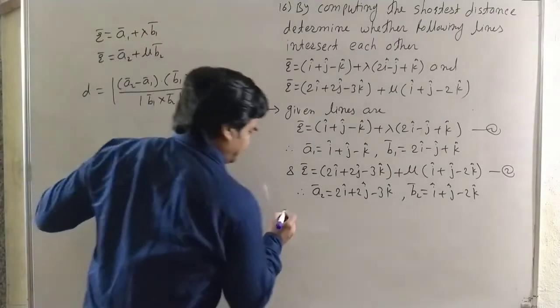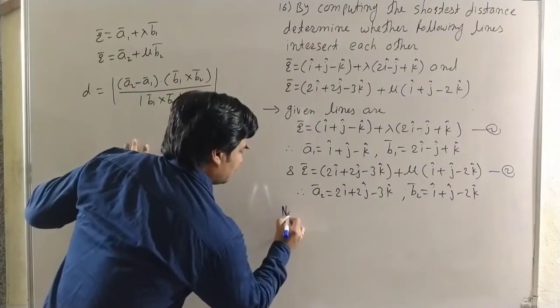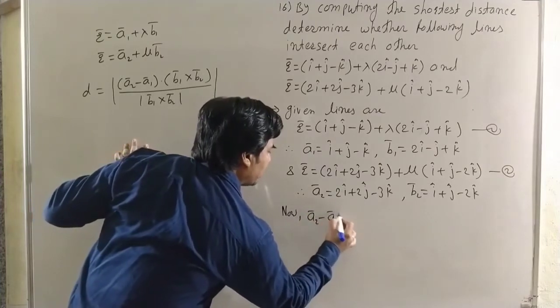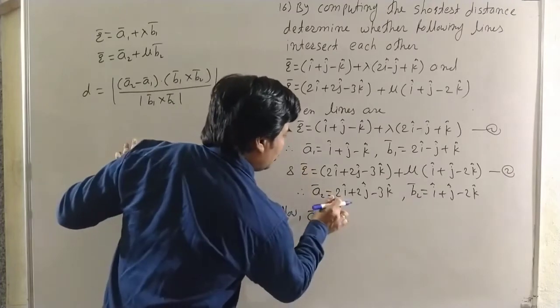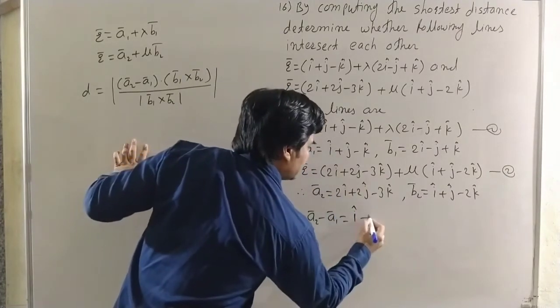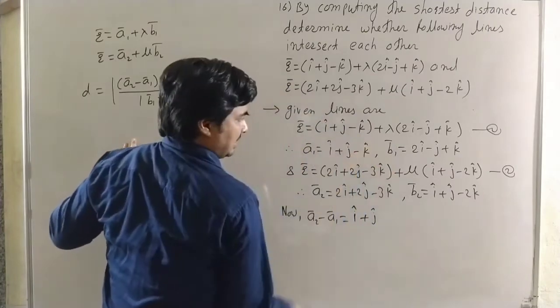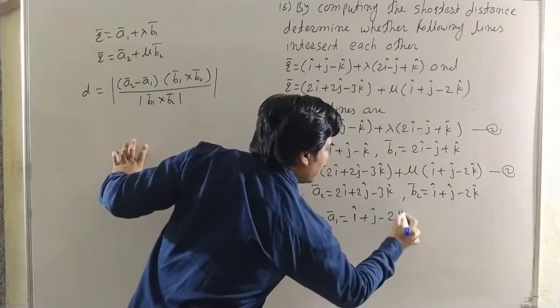then find b1 cross b2, and then its magnitude. Now we first find a2 bar minus a1 bar. 2i minus i is i cap, 2j minus j is plus j cap, and minus 3k minus k, that is minus 3k plus k, it is minus 2k cap.